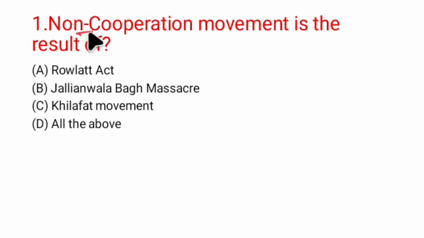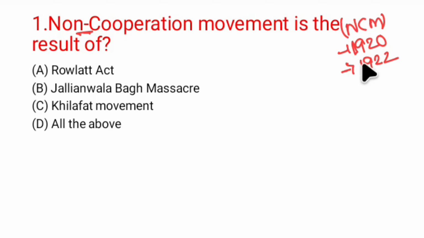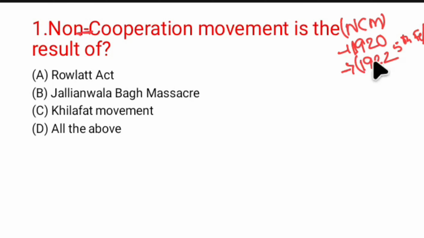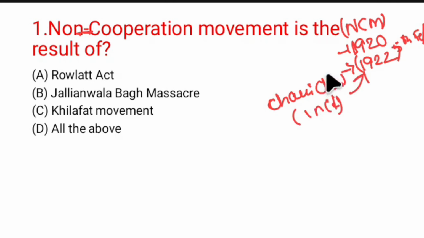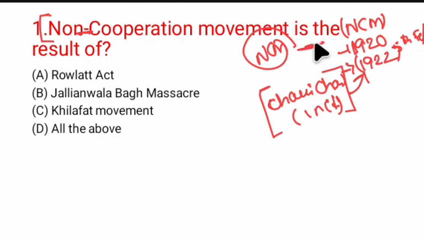The Non-Cooperation Movement began in the year 1920 and ended in the year 1922, on 5th February, because of the Chauri Chaura incident that happened in 1922. Because of this Chauri Chaura incident, Gandhiji stopped the Non-Cooperation Movement. So this is the story of the Non-Cooperation Movement and its historical perspective.